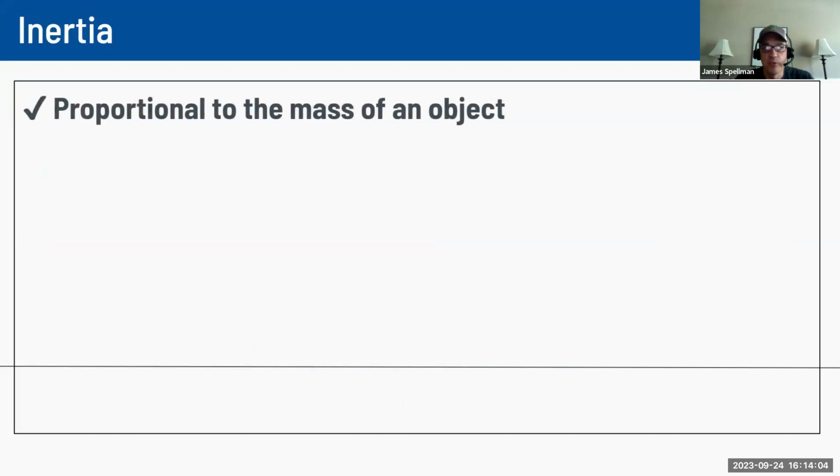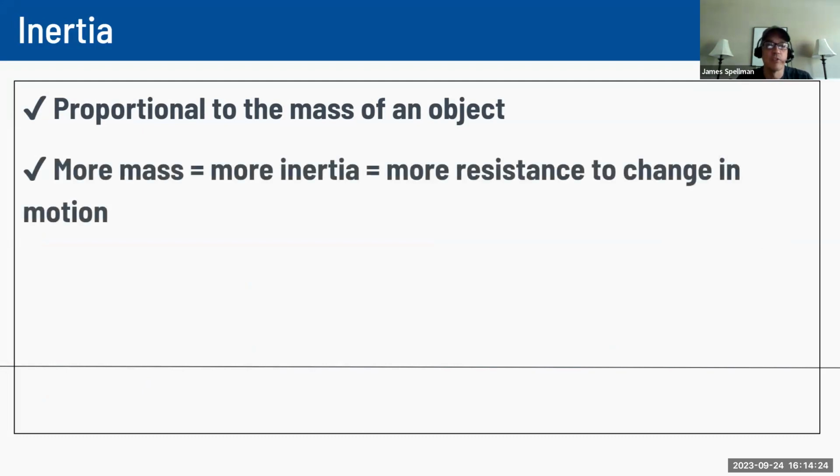One of the key takeaways with inertia is the amount of inertia that an object has is going to be proportional to the mass of that object. So the more mass an object has, the more inertia it is going to have. In other words, it's going to have a greater tendency to continue its motion. It's going to take a greater force to change the motion that it's already in. So if you have an object that's more massive, it's going to have more inertia, and there's going to be more resistance to changing its motion, whether it's moving or not moving.